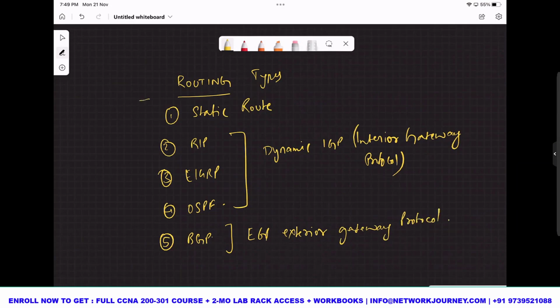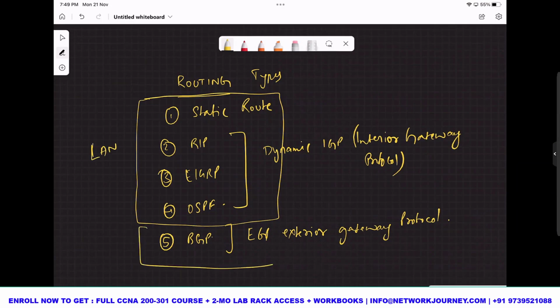Now both of these are used especially in the LAN premises, whereas the third one, the last one, BGP, Border Gateway Protocol, is used on the WAN side. Okay, local area network, wide area network.